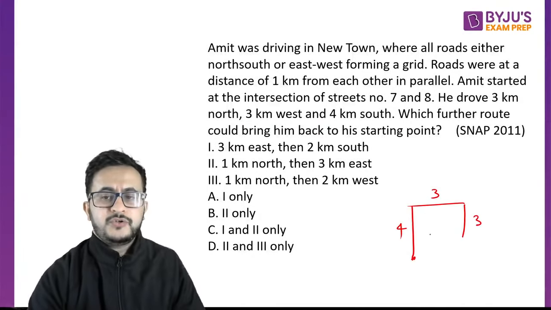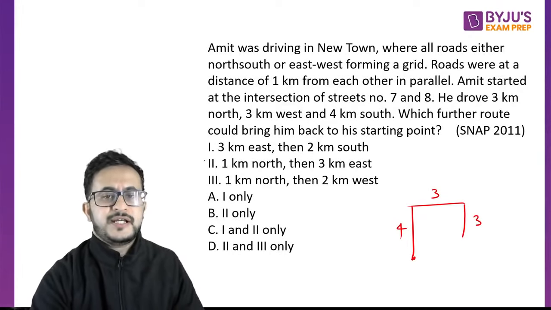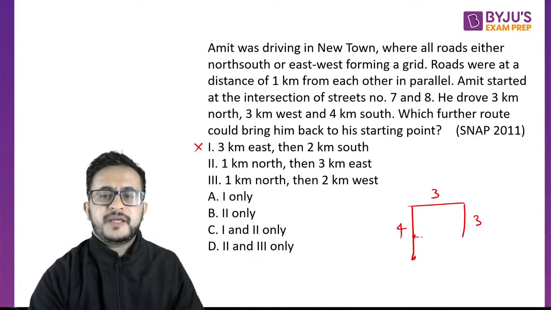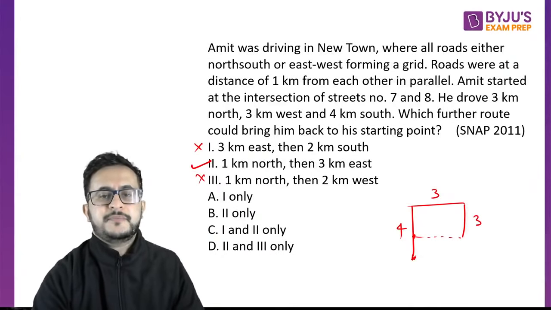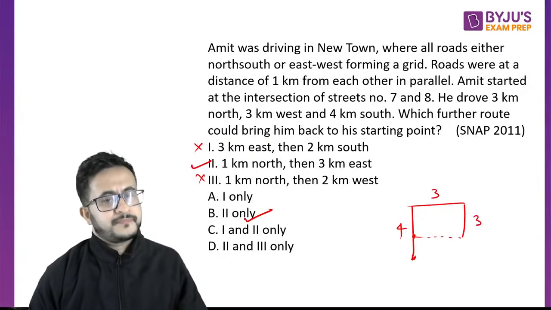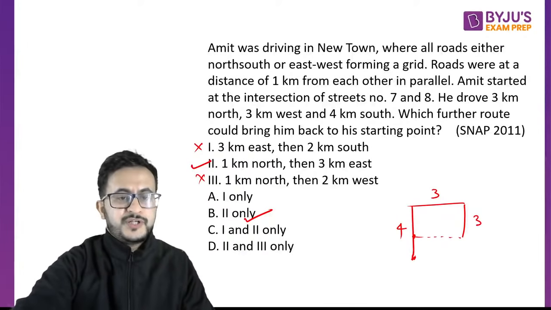Now when he has to go to the starting point. One is 3 kilometer east, 2 kilometer south. तो east और south जाएगा तो नीचे जाएगा. Not 1 kilometer north, 3 kilometer east. So 1 kilometer north will bring him here and 3 kilometer east will bring him this side. 1 kilometer north, 2 kilometer west. ये तो उल्टे direction में चला जाएगा. So only 2 is the answer. Yes. So sometimes the questions might have just stories. Okay.